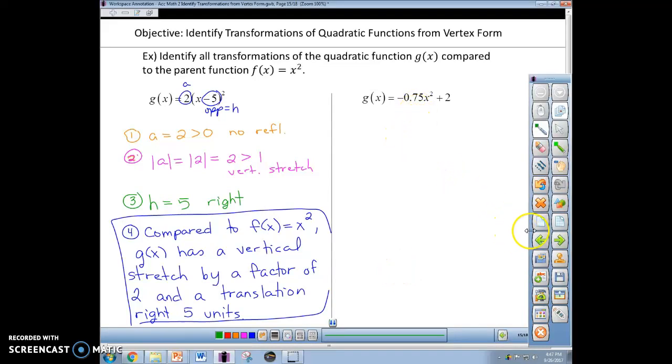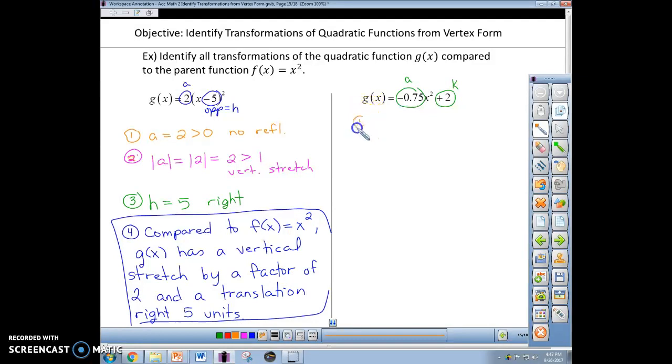Alright, so we've been looking at how to identify transformations from what we know as vertex form of a quadratic function. So given g of x equals negative 0.75x squared plus 2, we need to be able to recognize the negative 0.75 as our a parameter. And since the plus 2 follows the x squared quantity, that would be our k parameter.